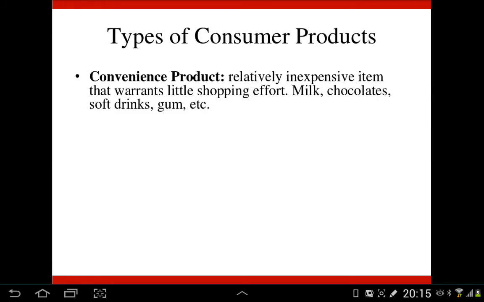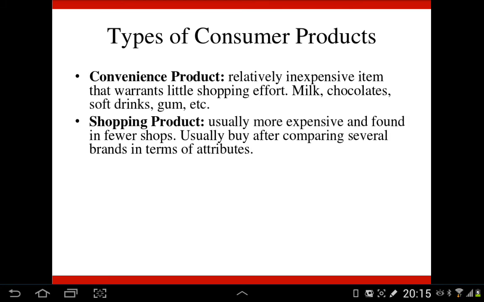Okay, so what are the different types of products? Well, convenience products are inexpensive. They don't cost very much, and they don't require much effort. For example, milk, chocolates, soft drinks, and gum. You just walk into a shop and you buy them. Then we have things called shopping products, and they're called shopping products because it takes a bit of shopping to buy them. And they're a bit more expensive, and usually what you'll do is you'll compare different products before you buy them. You won't just buy them impulsively, you will think about your purchase a bit more.